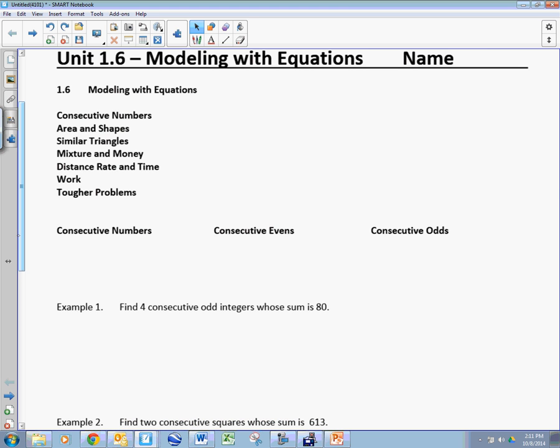All right, here's the topics we're going to cover. Consecutive numbers, areas and shapes, similar triangles, mixture of money, distance, rate, and time, work problems, and then just tougher problems. So we're going to start with consecutive numbers.